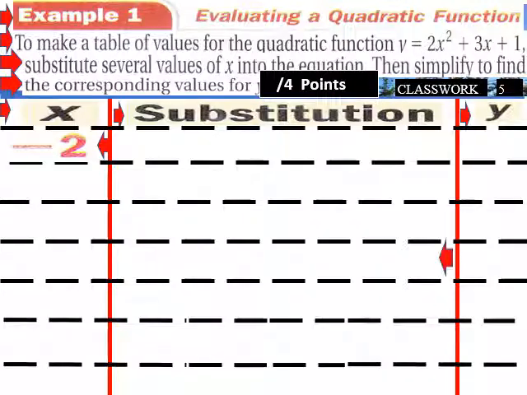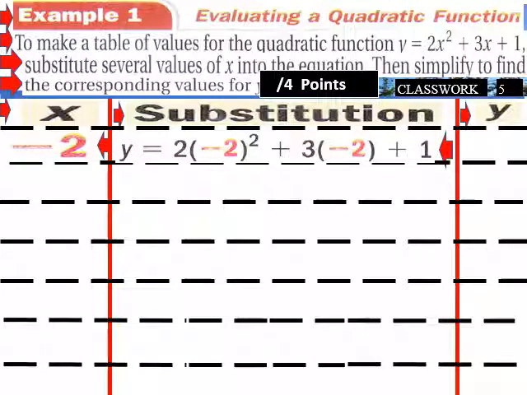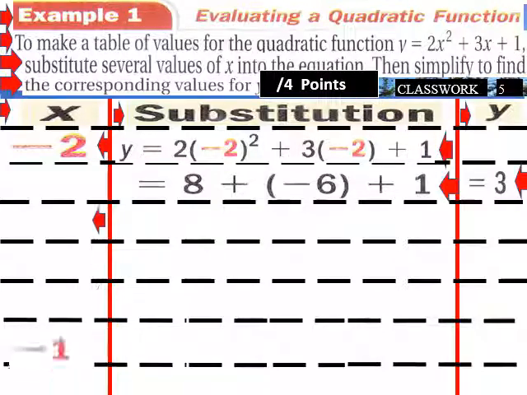So when we substitute negative 2 into this quadratic, what do we get? Well, let's simplify. 2 times negative 2 squared would be 2 times 4, plus 3 times negative 2 would be negative 6, plus 1. What does that equal? It equals 3 when you substitute negative 2 into this quadratic.